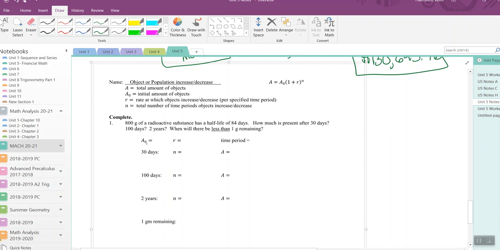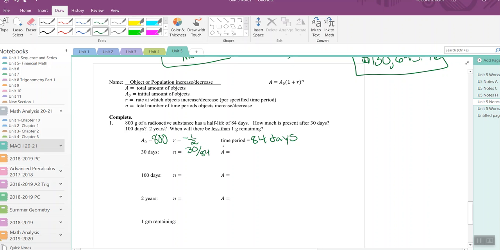So in this problem, the initial amount is 800. The rate here is, because we're talking about half-life, it's -1/2 or 0.5. The time period is 84 days. So after 30 days, our n will be 30 out of the 84 days.